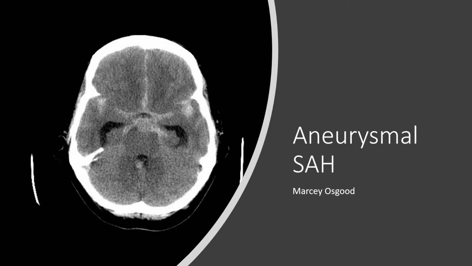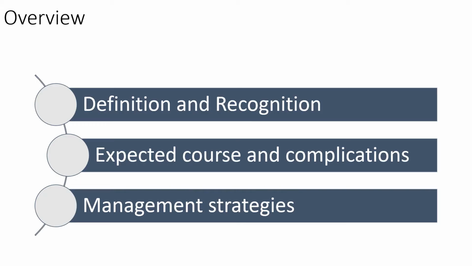This is something we commonly see in the neurocritical care unit and is really important to understand this disease process. We're going to start by talking about what is an aneurysmal subarachnoid hemorrhage and how do we recognize it clinically. We're also going to talk about the course and complications that patients have, as well as the management strategies that we can employ to help improve outcome.